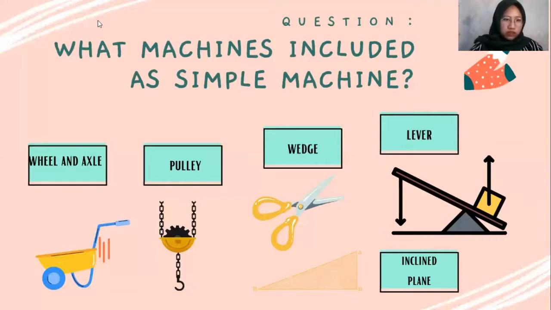So the wedge is very useful and very well functionalized. That's why it is also called a simple machine, because it only uses one single applied force. And then the next one is about the lever.